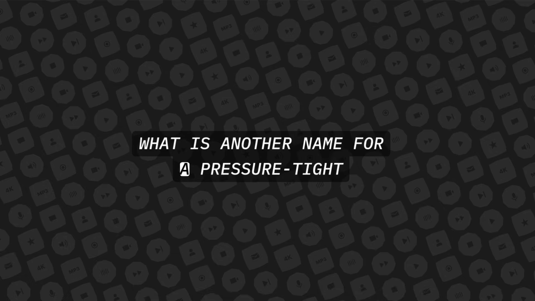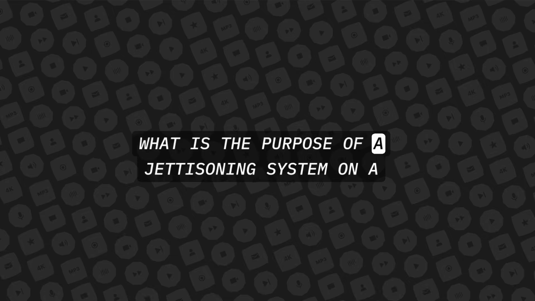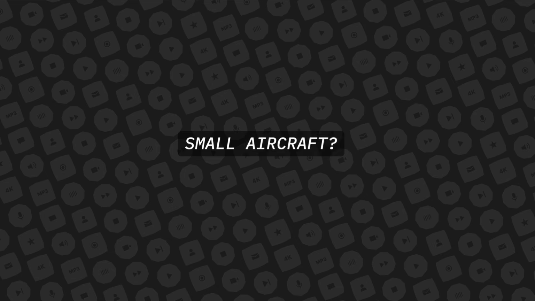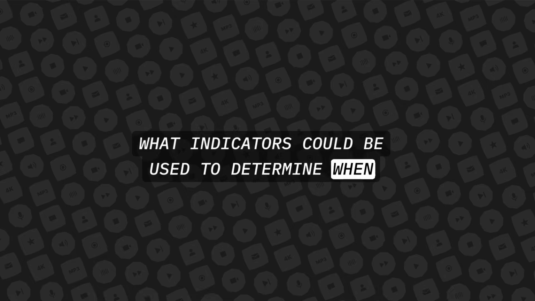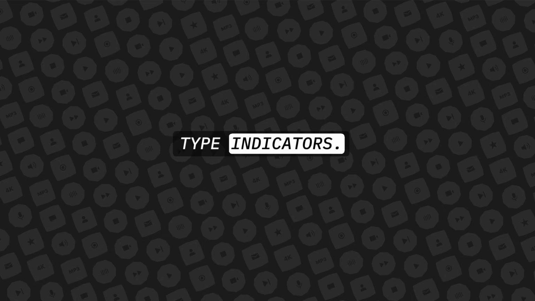What is another name for a pressure type refueling system? Single point refueling system. What is the purpose of jettisoning system on a small aircraft? To obtain a safe landing weight. What indicators could be used to determine when there may be danger of ice crystals forming in the fuel of a turbine-powered aircraft? Fuel temperature or differential pressure type indicators.